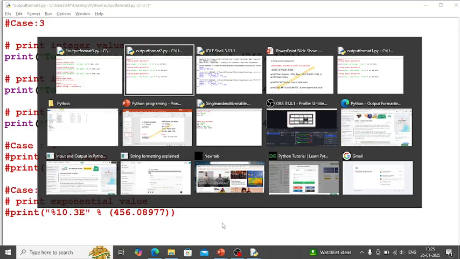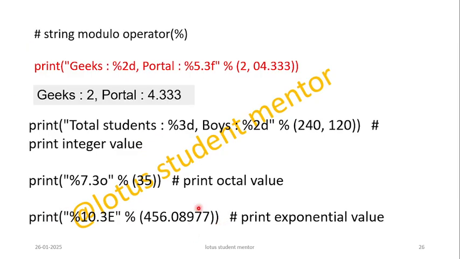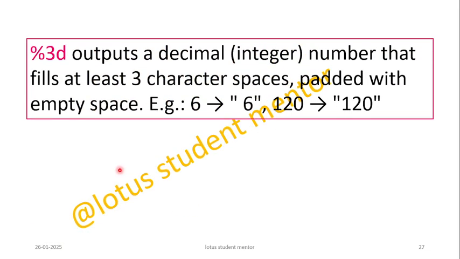What is the meaning of this? This %3d, you can understand what is the percentage of 3d. That string modulo operator %3d means it outputs a decimal integer number that fills at least 3 character spaces. The 3 means an integer. This percentage indicates the string modulo operator. 3 indicates at least 3 character spaces.